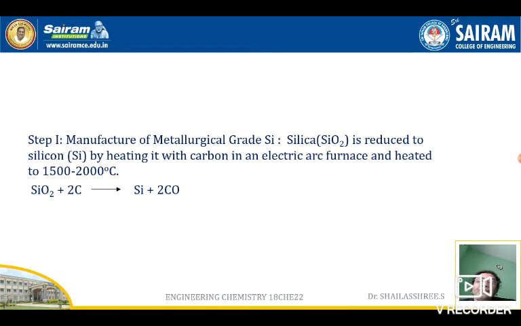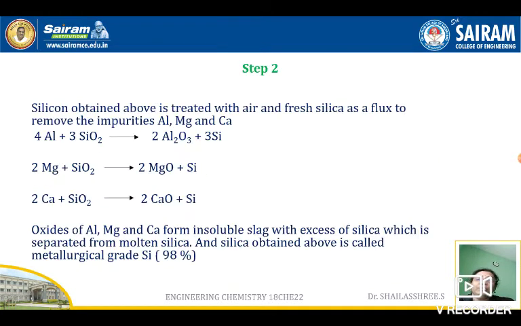The first step is the synthesis or manufacture of the metallurgical grade silicon. How to do it? Silica is reduced to silicon by heating it with carbon in an electric arc furnace at a temperature of around 1500 to 2000 degrees centigrade. When coke or quartz is heated with the silicon dioxide, it gives rise to silicon and carbon monoxide. The carbon monoxide formed is oxidized to carbon dioxide and released to the atmosphere.